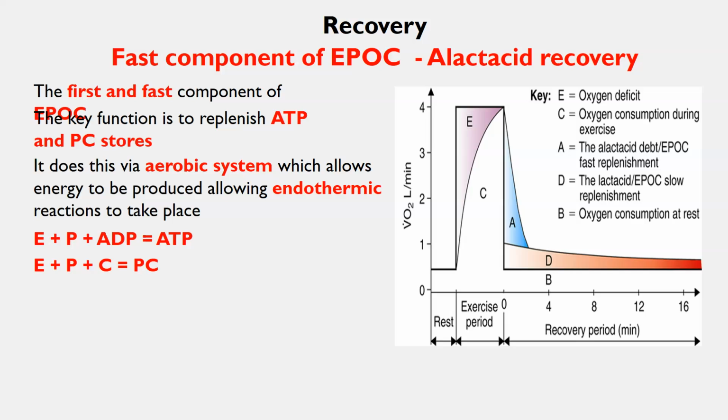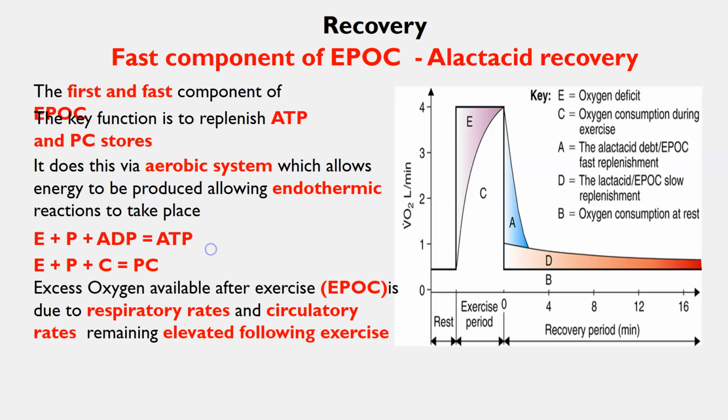Now, at high intensity, we do this aerobically using EPOC, that excess post-exercise oxygen consumption. We are working aerobically, and when we're working aerobically, we're producing endothermic reactions, okay? So energy is used to fuse smaller elements such as E plus P plus ADP to make ATP, E plus P plus C to make PC. And then that is restored. So that is the first component of EPOC with regard to the ATP and PC stores.